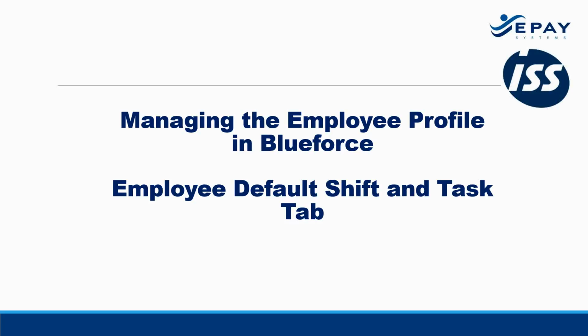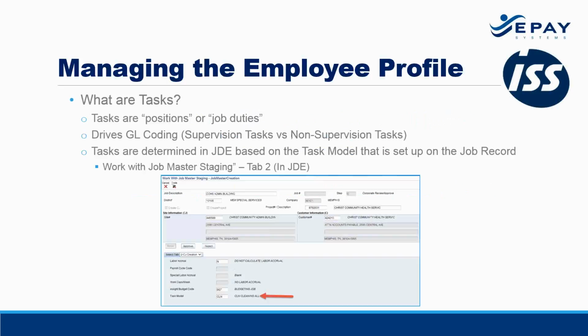We can create a shift from 7 to 4 and have your employees assigned to it, but in reality, they may work a different shift. Once again, the default shift is really more than just a label, and as I go through here, you'll see exactly what I mean. Now, what are tasks?